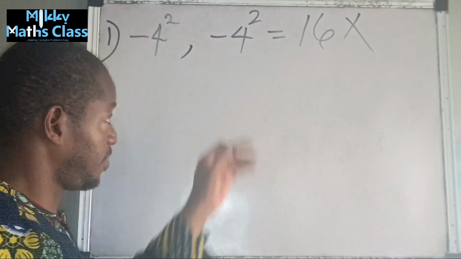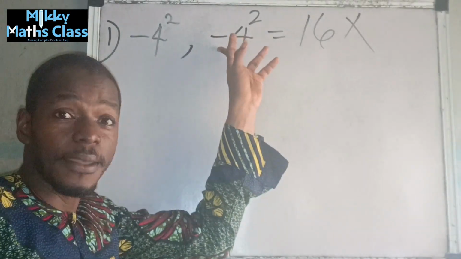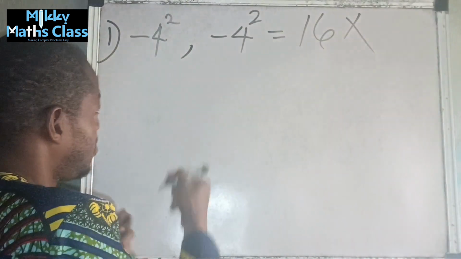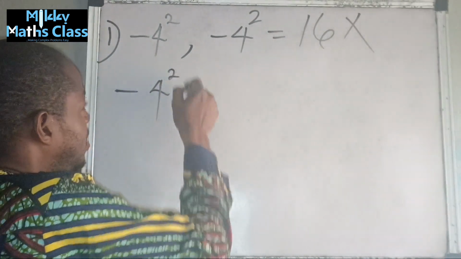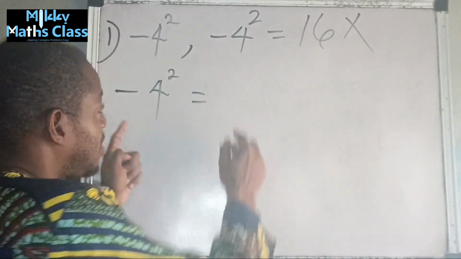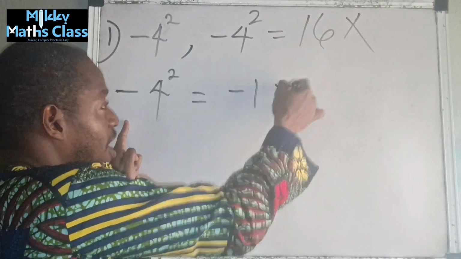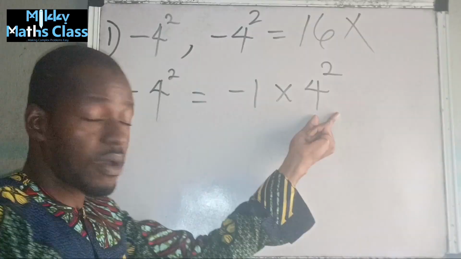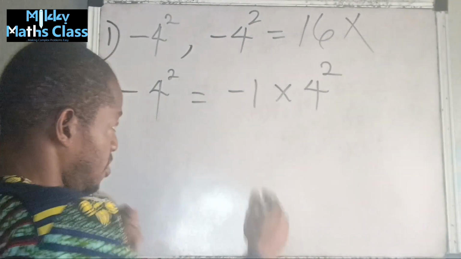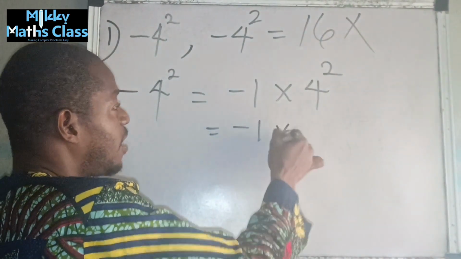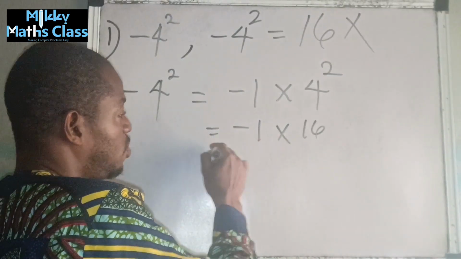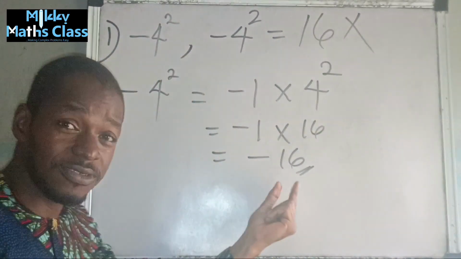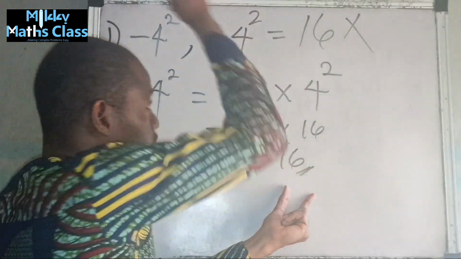Why is it not correct? Because this negative here is not part of the base. The base here is 4. Negative 4 squared means negative 1 times 4 to the power of 2. Now, 4 to the power of 2 is 16, 4 times 4, 16. So that's negative 1 times 16, which will give us negative 16. So negative 4 squared is negative 16, not 16.